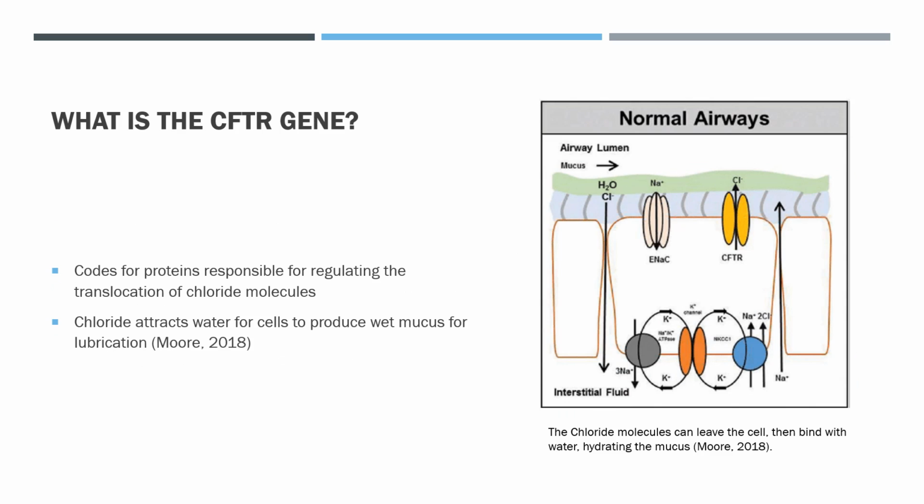So what is the CFTR gene? It's a gene that codes for proteins that are responsible for regulating the translocation of chloride molecules. Chloride molecules attract water molecules, and this allows the cell to produce a wet mucus. And this is important for lubrication all over the body. As you can see in the diagram on the right, in a normal airway, the chloride ions are able to sort of leave the cell and bind with water. And this hydrates the mucus, and you can see that in the top layer and in green.